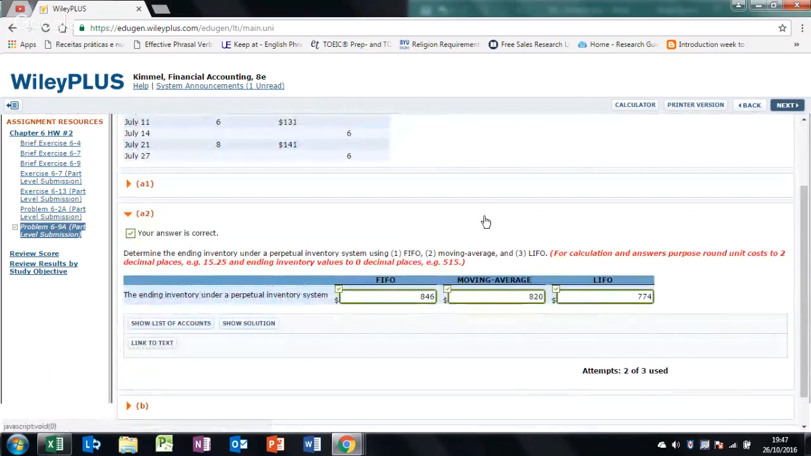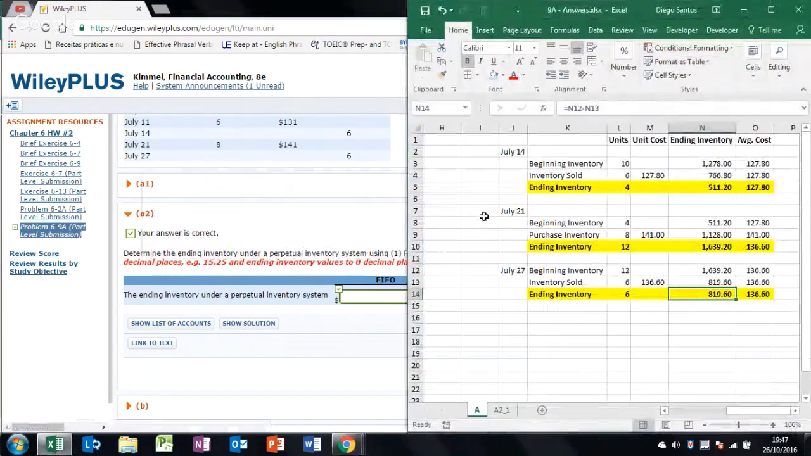For part A2, they asked to determine the end inventory under the perpetual inventory system using FIFO, moving average, and LIFO. The moving average is basically the end inventory that we got from the previous part of the exercise, rounded 820. Basically, what we have to do is compute the beginning inventory, and if it's a purchase, we need to increase the end inventory. If we are selling, we need to decrease it. And then we get 120.